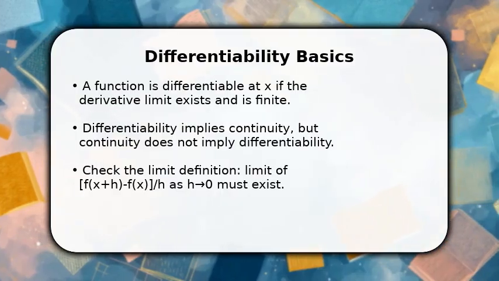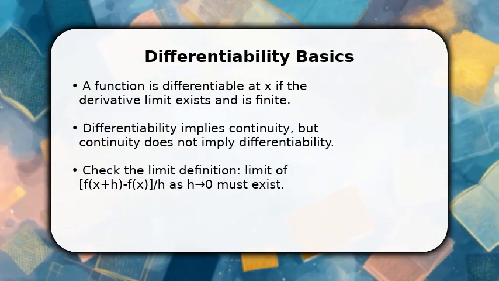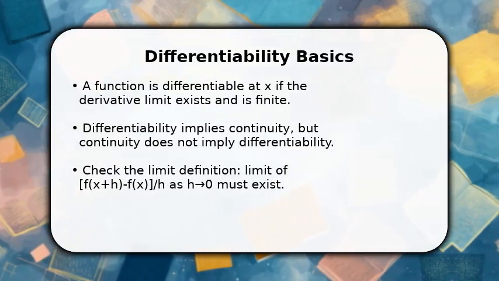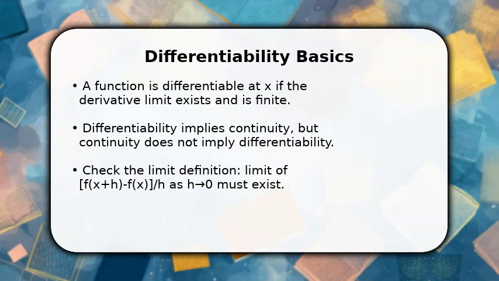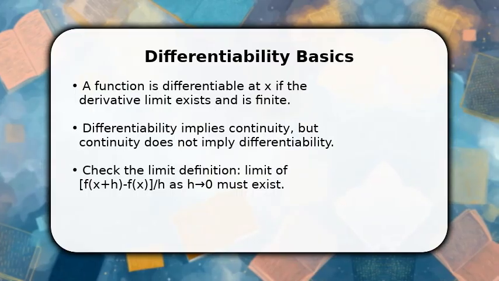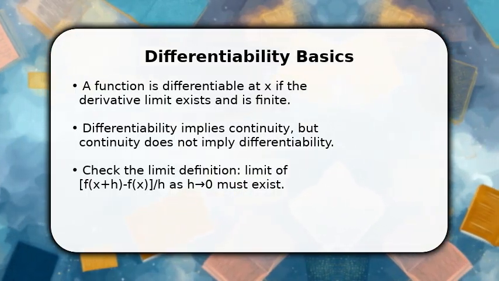Start by understanding the precise definition of differentiability at a point. A function is differentiable at x if the derivative limit exists and is finite. Write the limit as h approaches 0 of f(x + h) - f(x), divided by h. If that single finite value exists, the function is differentiable at x.